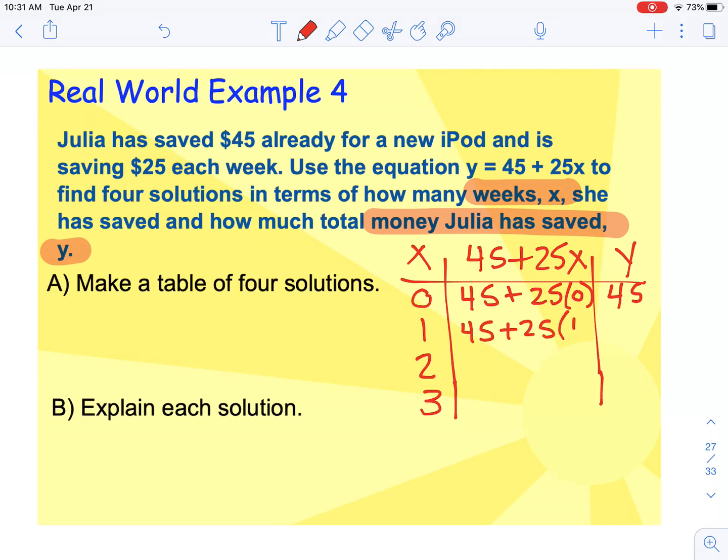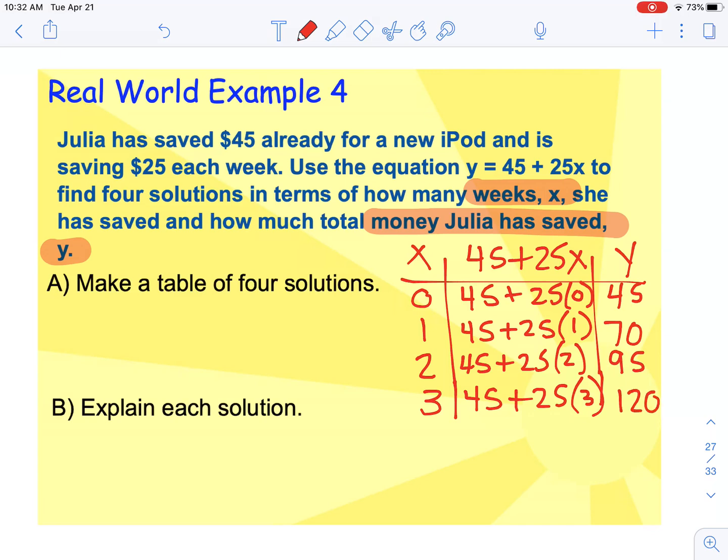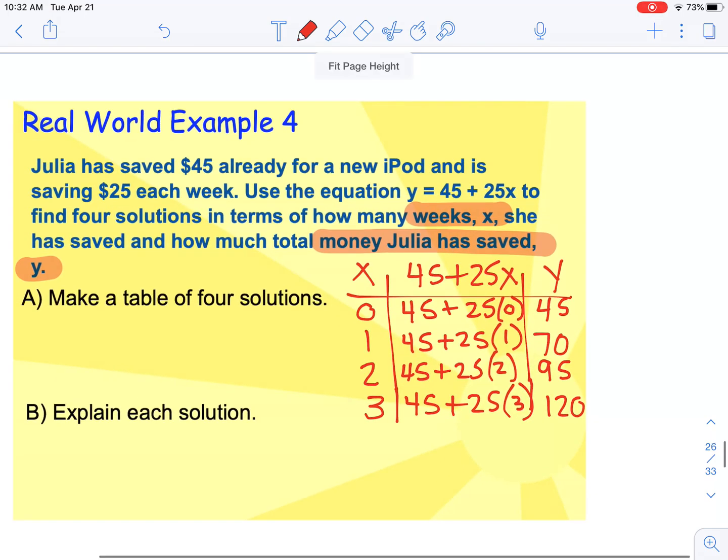Then when x is 1, 45 plus 25 times 1. 25 times 1 is 25, plus 45 is 70. And then when x is 2, 45 plus 25 times 2. Again, I have to start with that multiplication first. 25 times 2 is 50. 50 plus 45 is 95. And then last but not least, when x is 3, so I'm plugging in a 3 for x, 25 times 3 is 75. 75 plus 45 is 120.